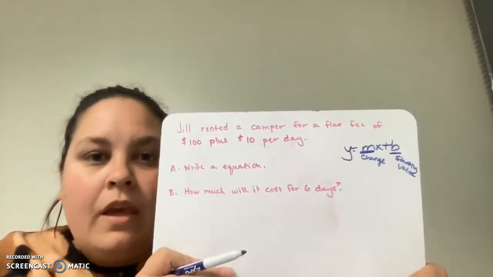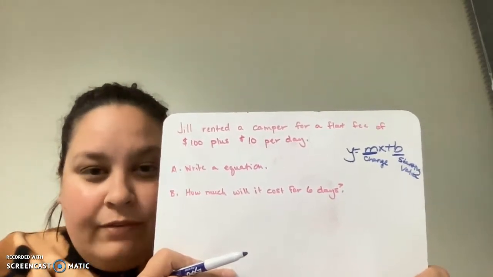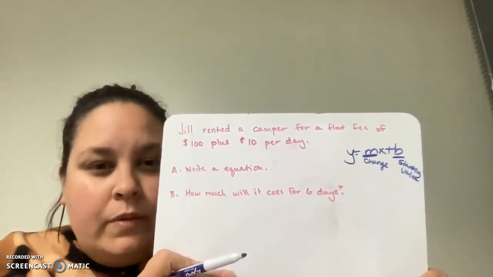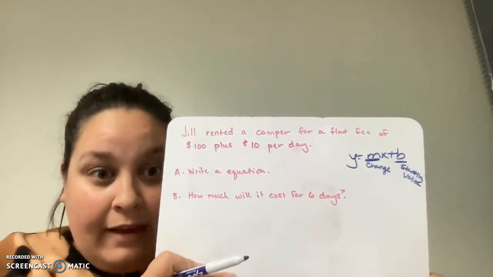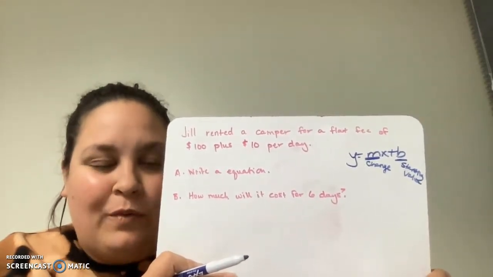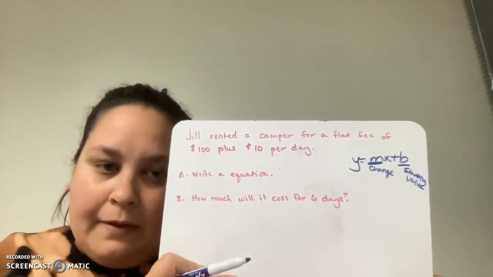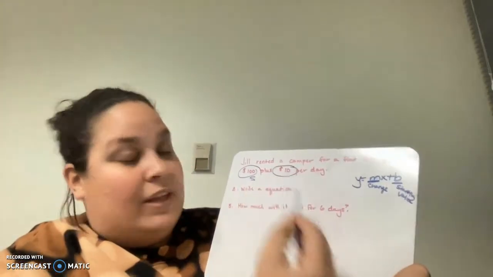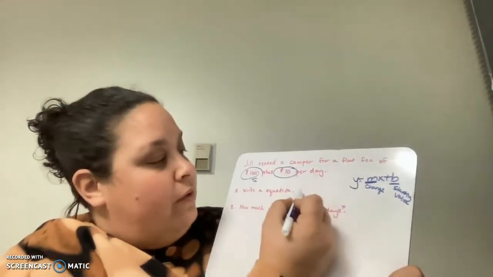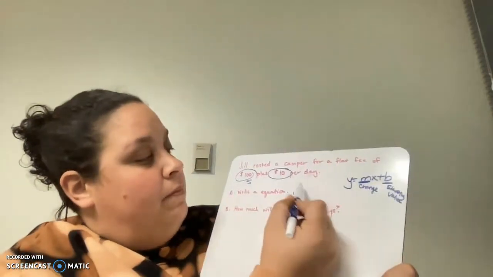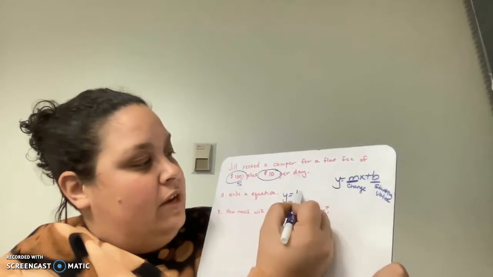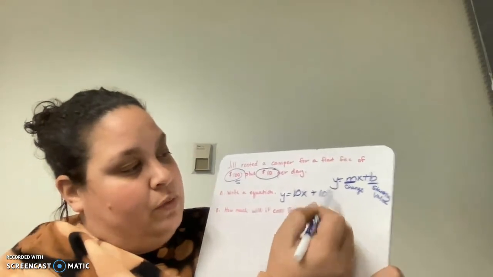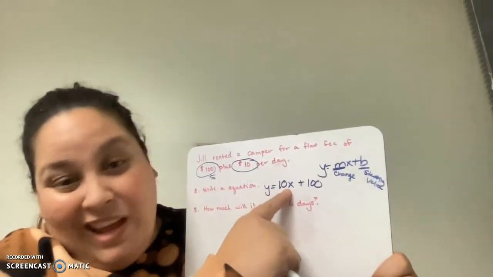So it says, Joe rented a camper for a flat fee of $100 plus $10 per day. So which one of those numbers is the flat fee or the starting value, and then which one of those is going to be changing per day? Well, this one's my starting value, and this one's the amount that's going to change per day. So if I write that out, y equals my amount that's changing, so $10, my x plus my starting fee, which is $100.